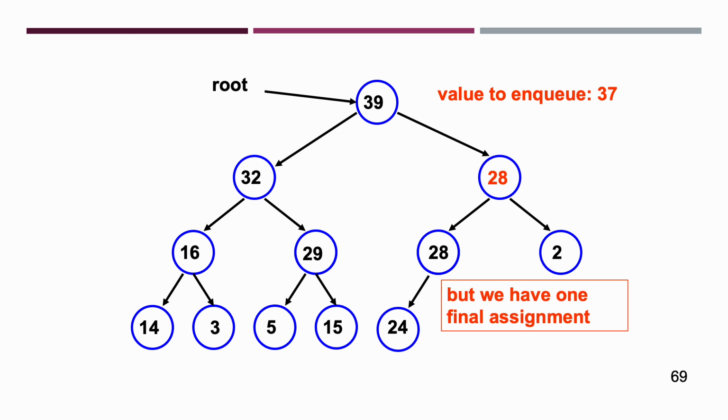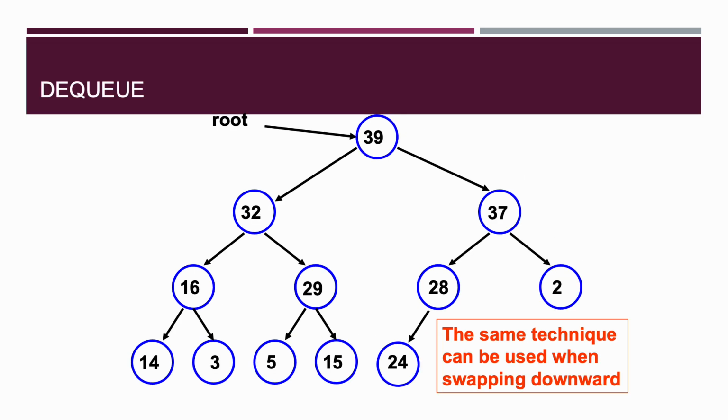But we have one final assignment, which is we have to include this value here. So we will stop pretending and then we'll just add this. So now this is NQ. In DQ we'll use the same technique and we'll swap downwards.